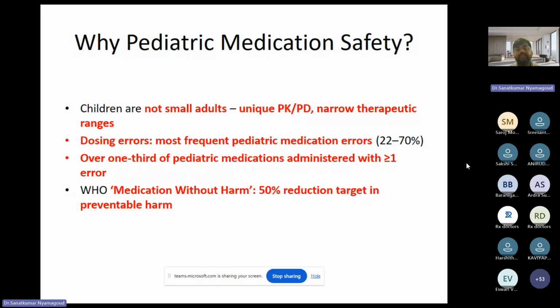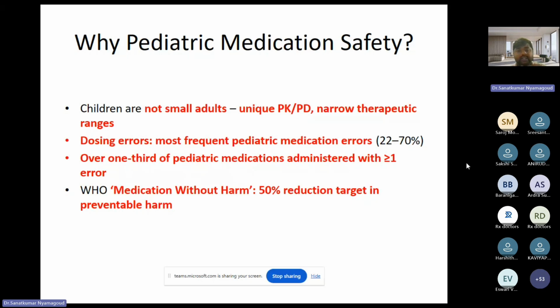Hence, we have different guidelines available to treat pediatric patients. For example, you might know that even in your first year of pharmaceutics, you study dose calculation for pediatrics. We have Young's formula, Dilling's formula, and Clark's formula. These formulas are used to calculate the drug dose to treat a condition. So it is very, very important for us to understand that children are not small adults.